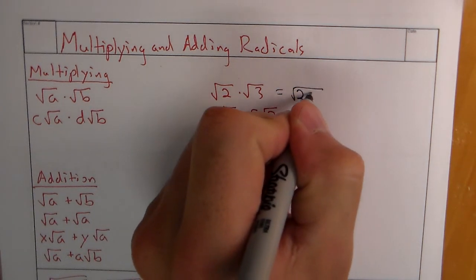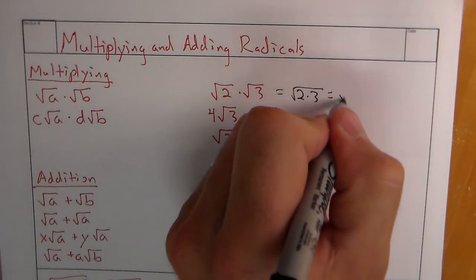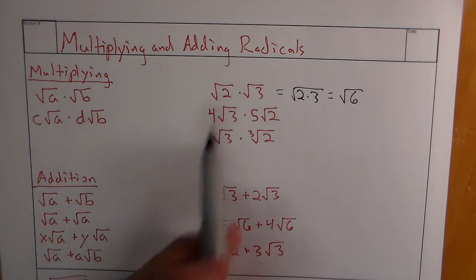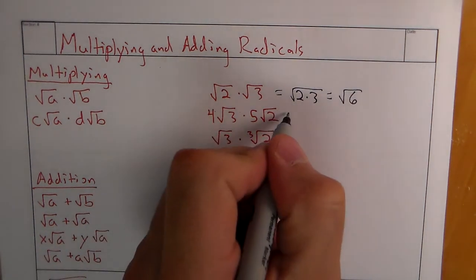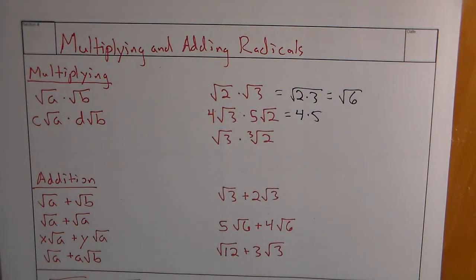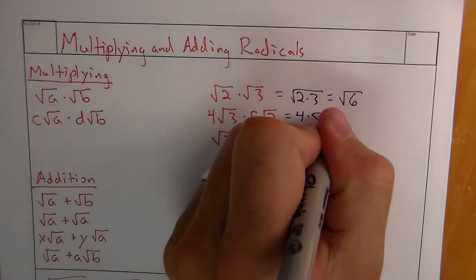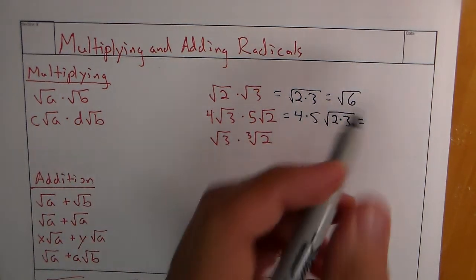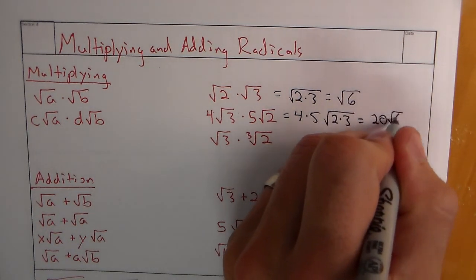I can do this 2 times 3 on the inside of the radical and make this the square root of 6. If we then had an example like the next one where we have coefficients on the outside, we're going to multiply the 4 times 5. Those are more of the rational numbers, and the 3 times 2 on the inside because they are the irrational numbers inside the radical. This will simplify to be 20 square root 6.